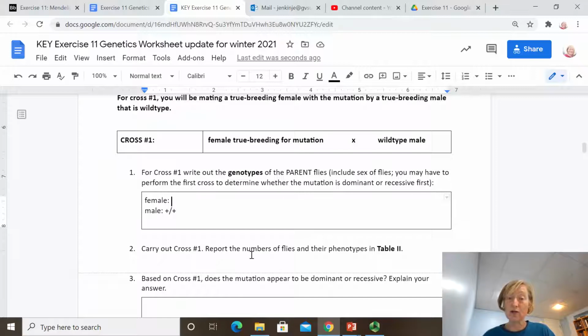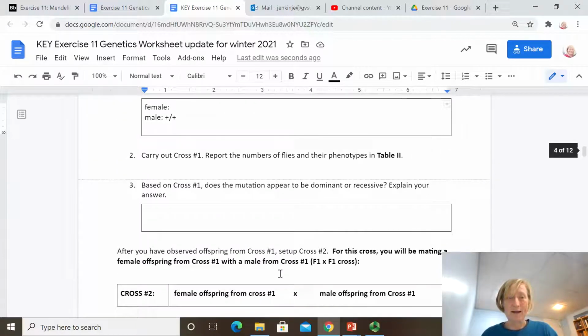And then it says carry out the cross 1 in your flylab simulator and put your phenotypes for the offspring in table 2. Table 2 is a couple pages down on the worksheet, so I'm going to have to spread out my worksheet so that I can do this effectively. And then it says, based on cross 1, does the mutation appear to be dominant or recessive? I guess I'm waiting to find out if we get all offspring that have the mutation or if we get all wild-type offspring from the first cross. I'm going to have to do the cross before I move on. Then I'm going to set up a second cross, it says here.